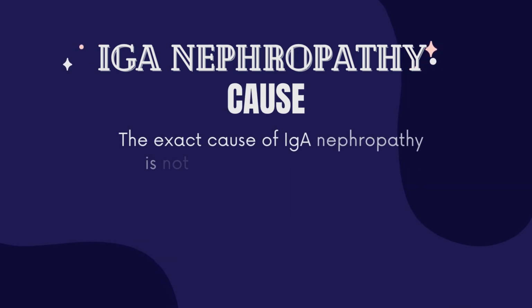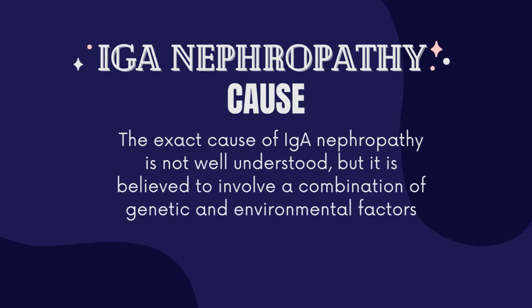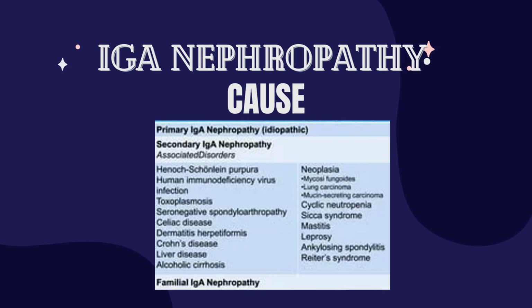The exact cause of IgA nephropathy is not well understood, but it is believed to involve a combination of genetic and environmental factors. So, primary IgA nephropathy is idiopathic and there is no specific cause. Secondary IgA nephropathy can occur due to multiple reasons including different infections and diseases. The most common associations include chronic liver disease, usually alcoholic liver disease, and HIV infection. There is another type of IgA nephropathy which is familial, that includes certain gene mutations leading to IgA nephropathy.